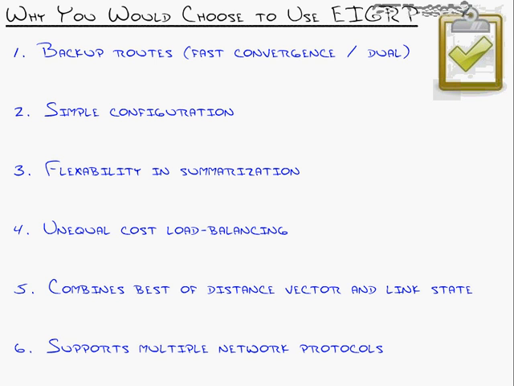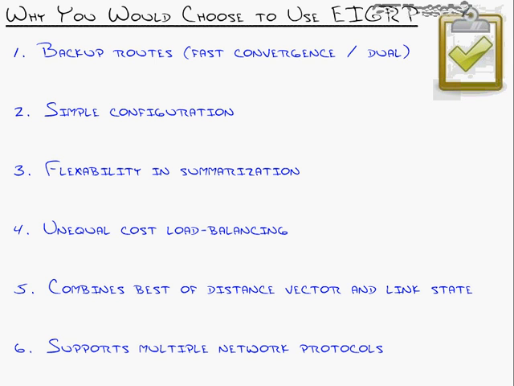Fourth, unequal cost load balancing. No other current routing protocol does it. And I keep plugging in current routing protocol because some of you might remember a routing protocol called IGRP. It's not that old, but it was the predecessor, or distance vector flavor, of EIGRP that Cisco discontinued when IOS 12.3, some of the later versions, came out, because nobody used it.